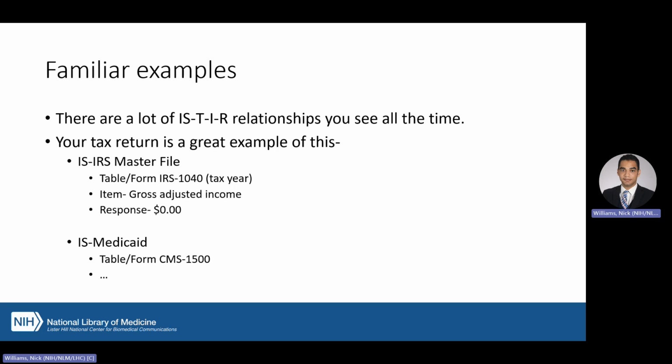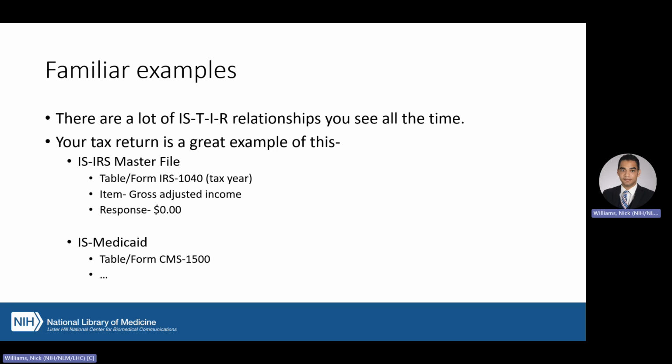Let's look at some familiar examples. There are a lot of information system table item response relationships that you see all the time. Your tax return is a great example of this. You might consider an information system called the IRS master file, inside of which might live a table called Form IRS 1040 with the tax year. You might consider an item on that form called gross adjusted income, and finally a response of $0.